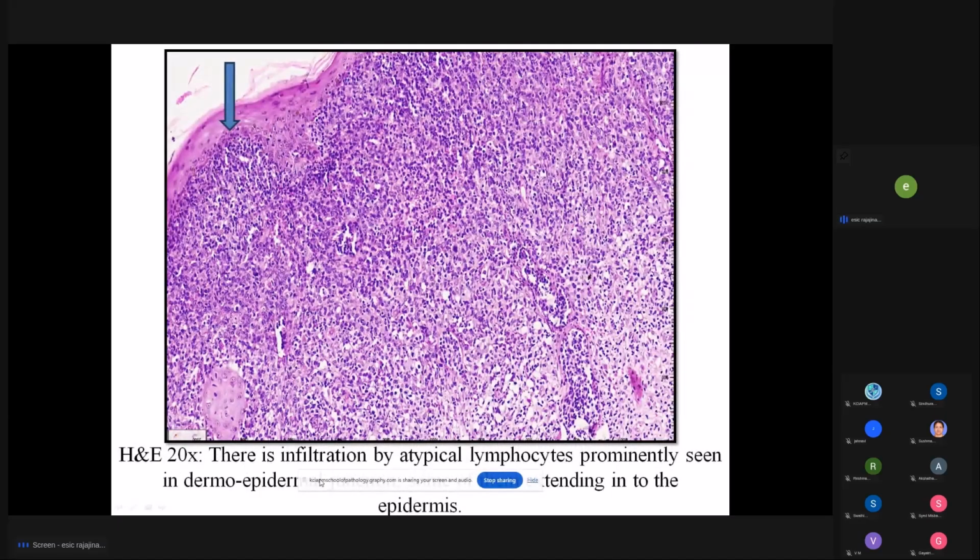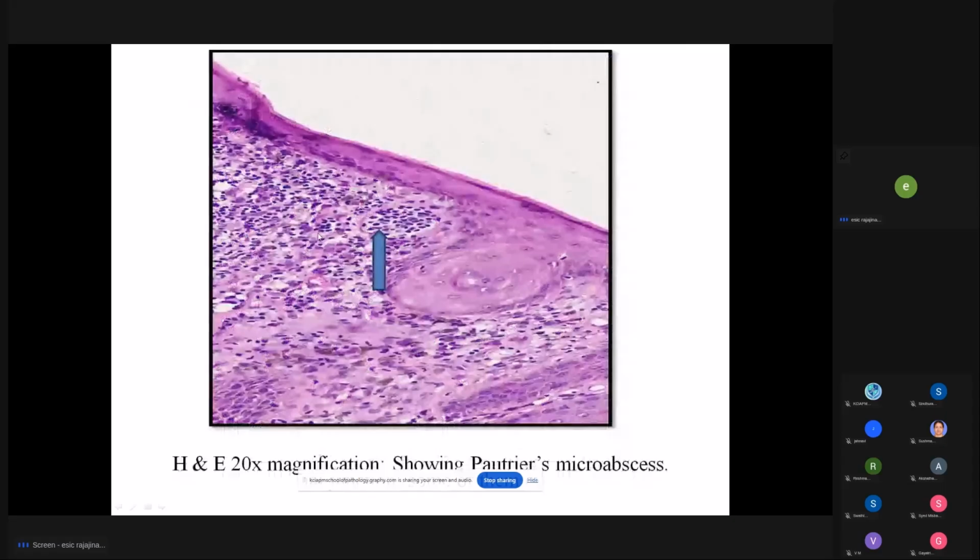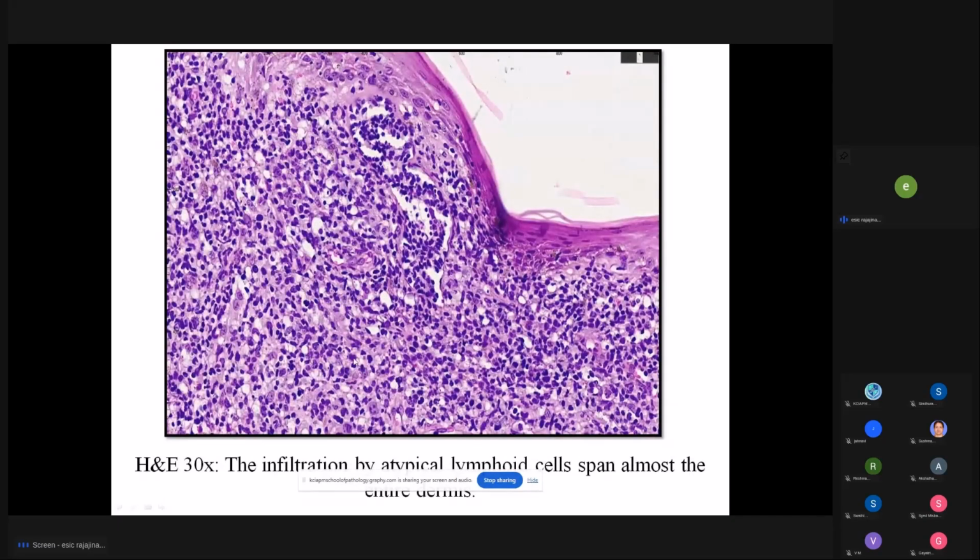There is an infiltration by atypical lymphocytes prominently seen in the dermo-epidermal junction. Epidermotropism can be seen, and most of the infiltrate is in the dermis. Then there is formation of Pautrier microabscess. This is a collection of atypical lymphoid cells in the dermo-epidermal junction. The infiltration by atypical lymphoid cells spans almost the entire dermis.